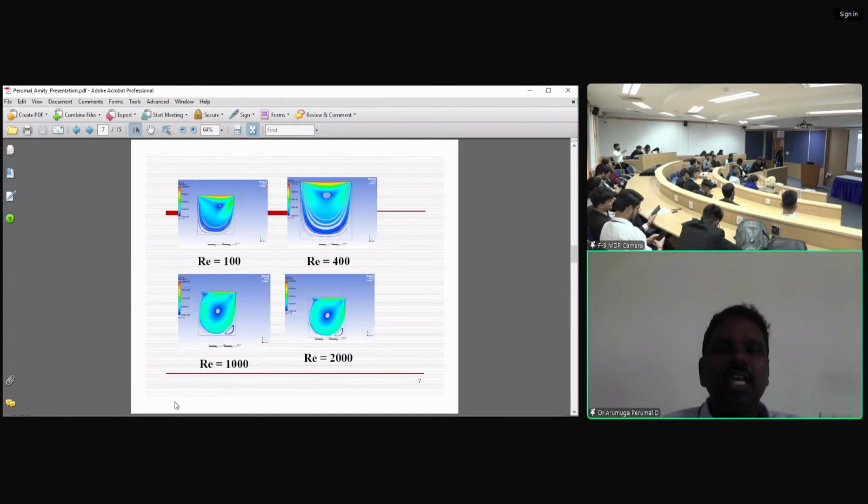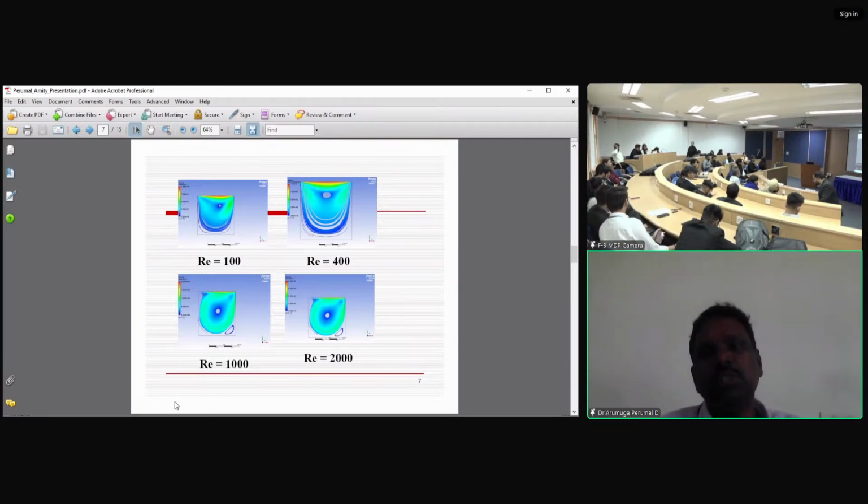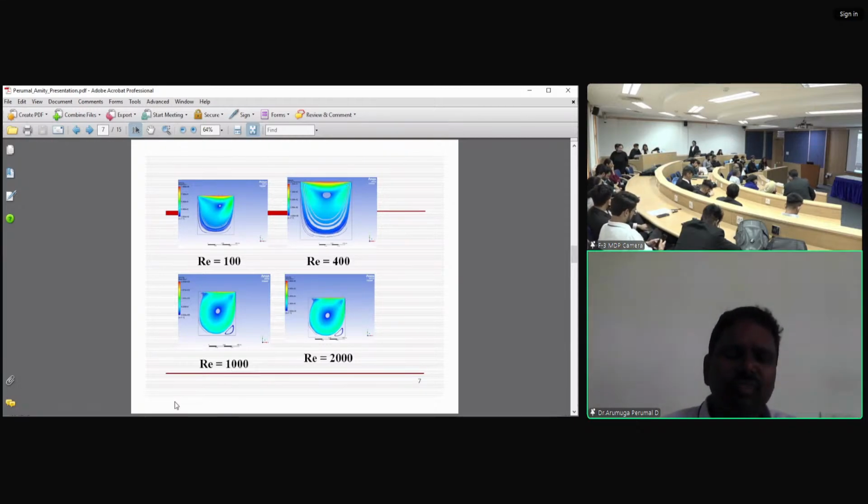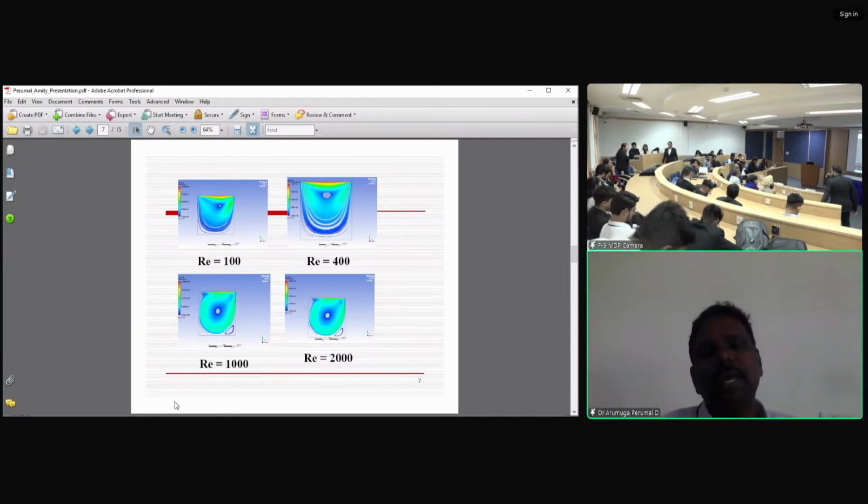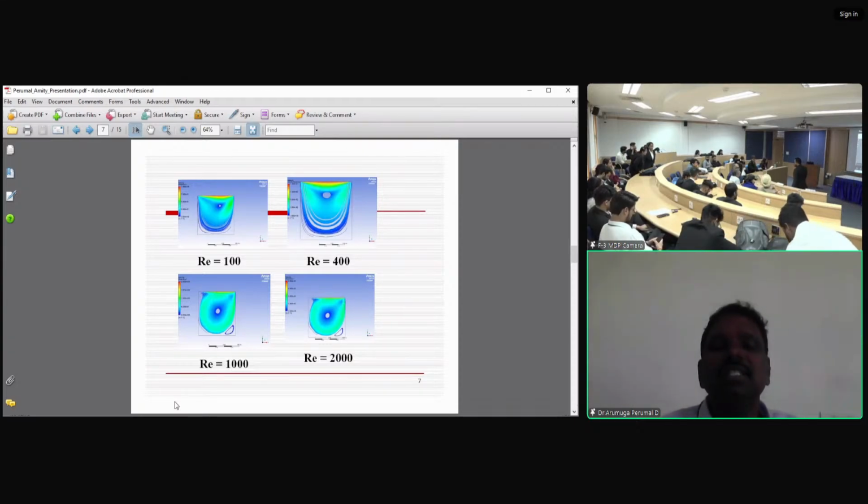In the same way, as the Reynolds number increases, the secondary vortices also appear at the bottom corners. The strength of the vortices also increases as the Reynolds number increases. It moves the primary vortex center to the center of the computational domain.